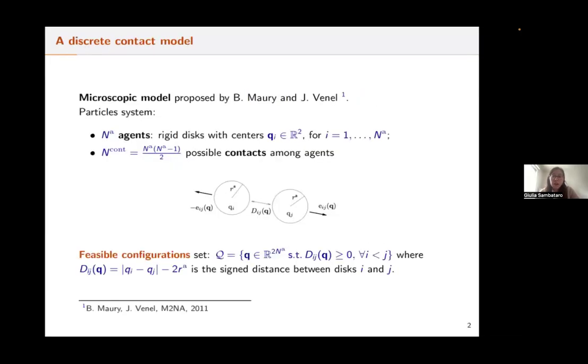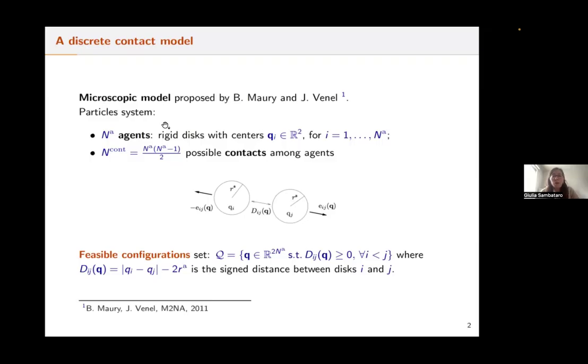There are several models describing this phenomenon. There are microscopic models that are more stochastic models. What I'm working with is a microscopic model which is proposed by Maury and Venel. I cited the reference here, and now I'm describing this model that I adopted.